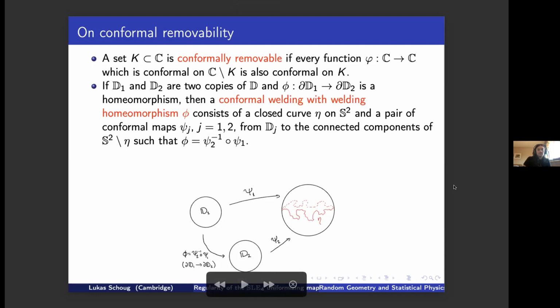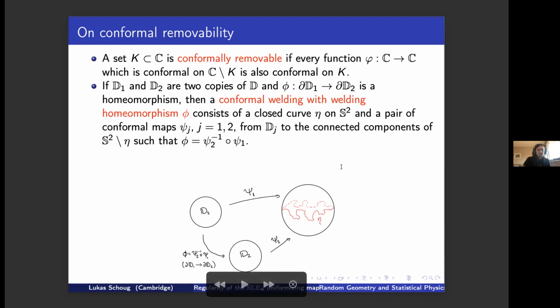And so if we pick two copies of the unit disk, D1 and D2, and we have a homeomorphism between their boundaries, then a conformal welding with a welding homeomorphism phi, defined there, consists of a closed curve on the sphere and a pair of conformal maps taking each of these unit disks to the two different sides of the sphere when it's cut by the closed curve.